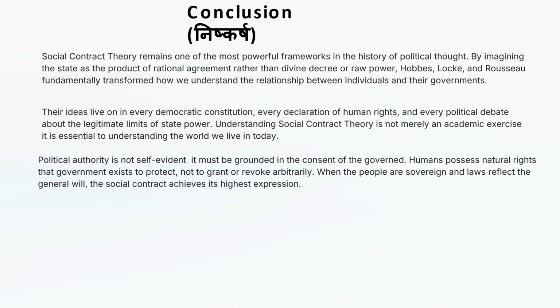Lastly, we conclude that social contract theory explains that the state originated from an agreement among individuals who wanted security, order, and protection of their rights. The ideas of Thomas Hobbes, John Locke, and Rousseau have greatly influenced modern political systems and democratic governance.